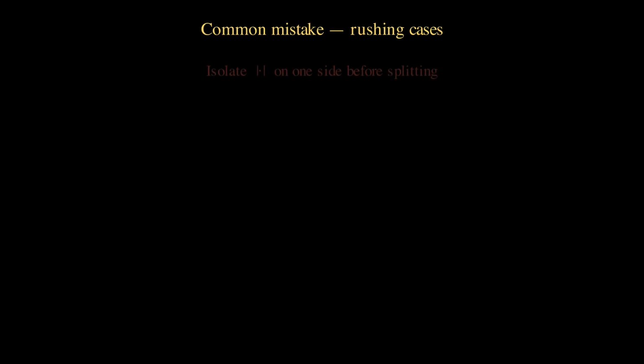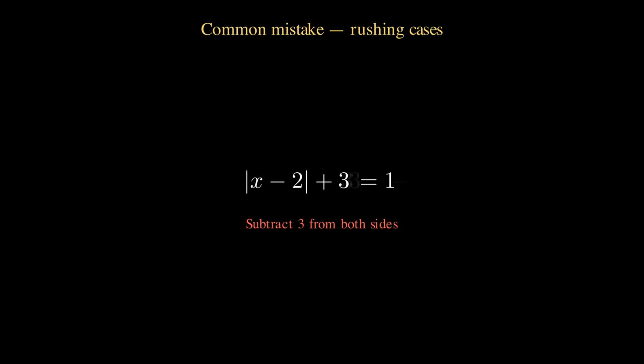Here's a common mistake. Students jump into cases before isolating the absolute value. They can create fake equations that look solvable, but are not. Always simplify until the absolute value stands alone on one side. For example, if the absolute value of x minus 2 plus 3 equals 1, subtract 3 from both sides first. You get the absolute value of x minus 2 equals negative 2. That is impossible, because an absolute value cannot equal a negative number. So there is no solution. Do not waste minutes chasing imaginary cases.